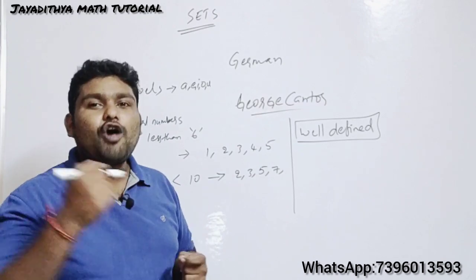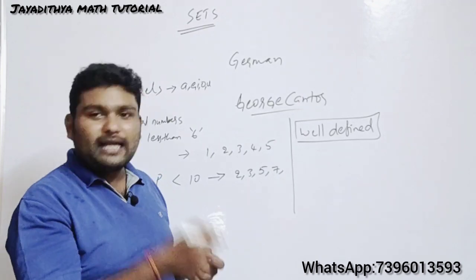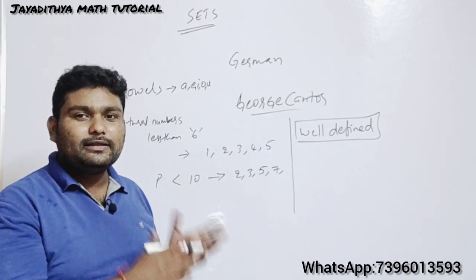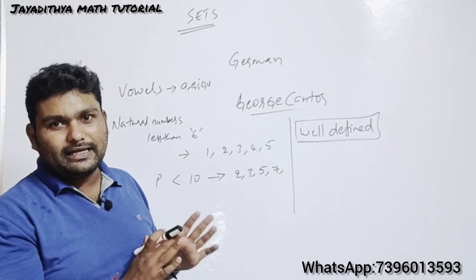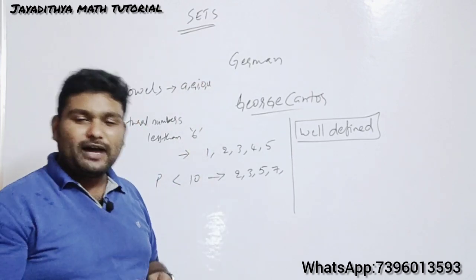Why? Because you cannot define who is the best batsman here. Is there any criteria to decide that he is the best? We are not giving any criteria there. So we call that kind of collections not well defined. Those are not well defined collections, and these others are well defined collections.